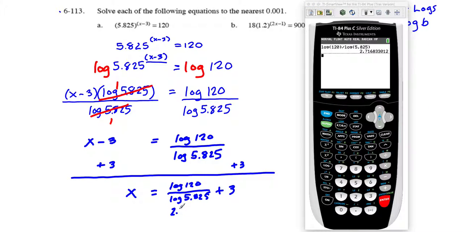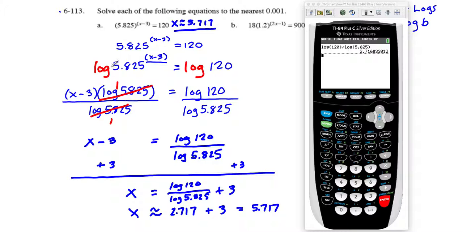So we had 2.717 when we round it. And then when we add 3 to that, that should give us 5.717. So x is going to be approximately that amount here. That would be our answer here for letter A. We'll write it up here. X is approximately 5.717.